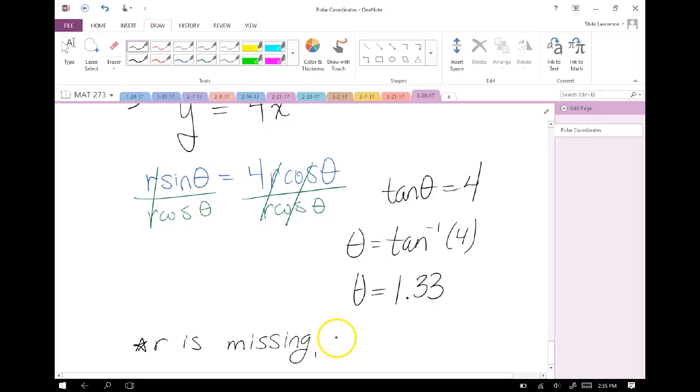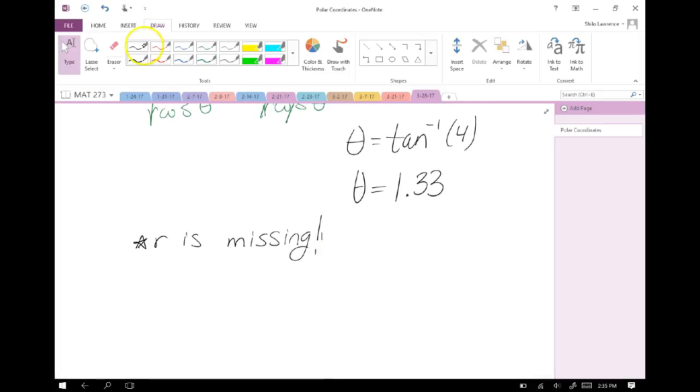So r is missing because there's no specific length that we're going to go on that angle line. We're going to go forever on that angle line, in both directions, positive and negative, but we have to stay on that one particular angle line. If we look at this graph real quick, y equals 4x is a line through the origin with a slope of 4.